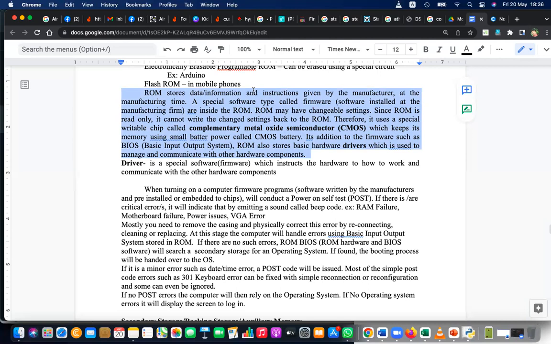Okay, car and driver. Why does a car need a driver? To control that. Similar to that, every hardware component needs a driver. Why? To control that. Same answer, right?